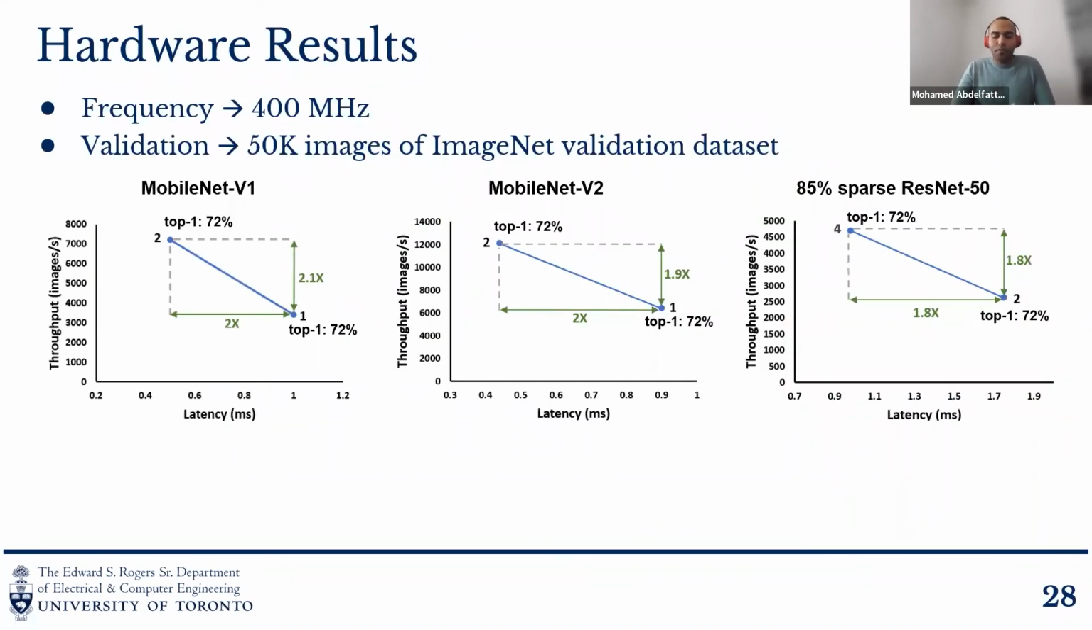And so for the results, we run all the experiments at 400 megahertz, and we validate the accuracy on the 50,000 images from the ImageNet validation dataset. And we run 3 CNNs that could fit on this setup. So we run MobileNet V1 on single and 2 FPGAs, MobileNet V2, and an 85% sparse ResNet 50.